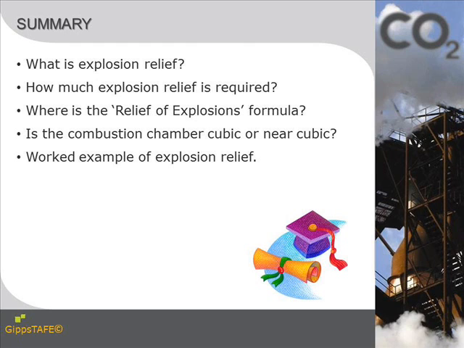In this presentation we have had a look at explosion relief, and explosion relief is the area that is required to relieve pressure from a combustion chamber if an explosion does happen. We have had a look at how much explosion relief is required, and where we find the formula for relief of explosions, which is in AS 1375. We've had a look at determining whether a combustion chamber is cubic or near cubic, or whether it needs to be divided into sections, and we have done 2 worked examples, one which is cubic or near cubic and one that is elongated.